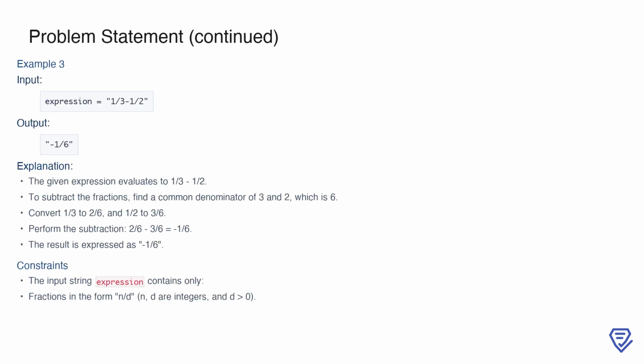Another example to consider is the expression 1/3-1/2. Here, we need to subtract the two fractions. To do this, we first find a common denominator for 3 and 2, which is 6. Converting the fractions, 1/3 becomes 2/6, and 1/2 becomes 3/6. Subtracting these gives 2/6 minus 3/6, which equals -1/6. The final result is expressed as -1/6, ensuring that the fraction is in its simplest form and that the negative sign is correctly placed before the numerator.